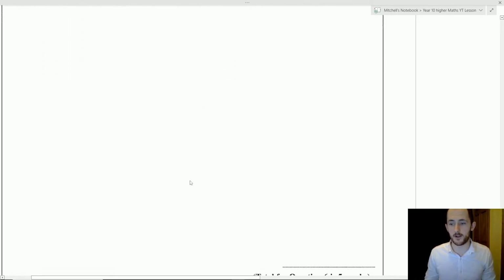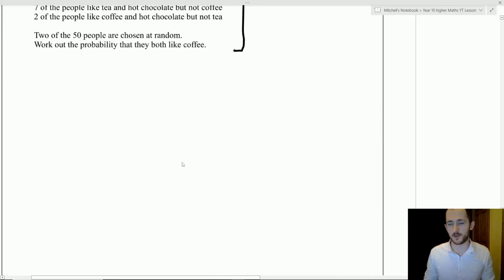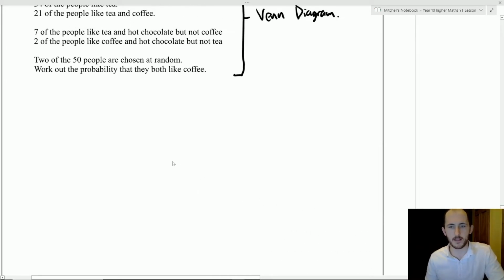So we have to draw a Venn diagram. Is everyone okay? And this is a 5-mark question. Is everyone okay with what a Venn diagram is?